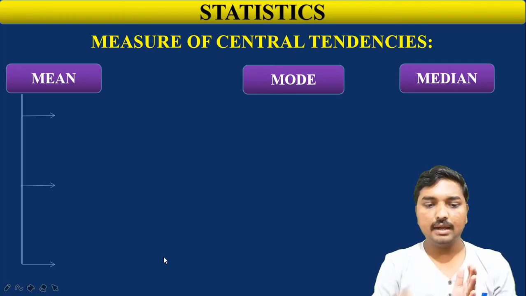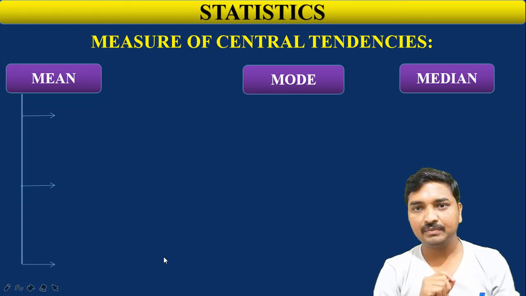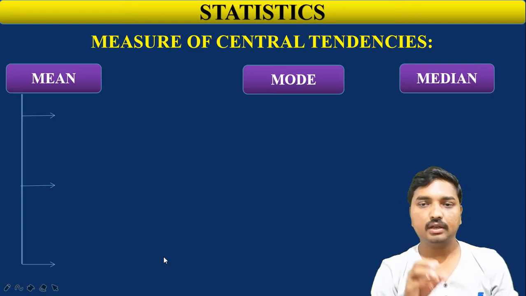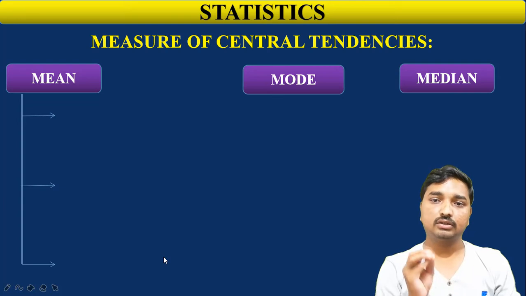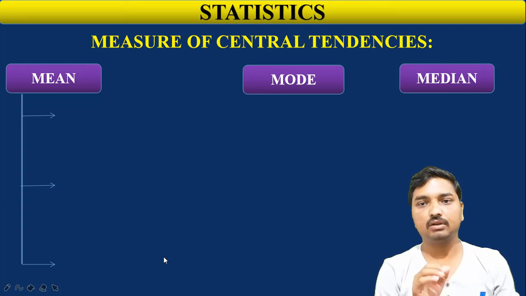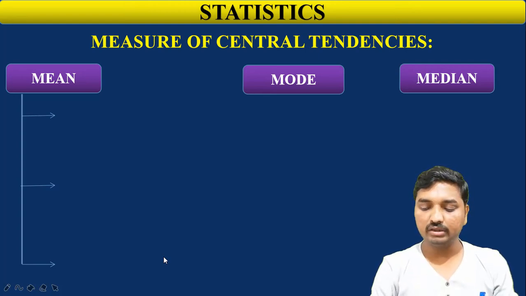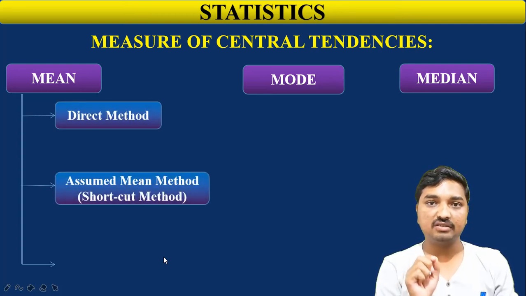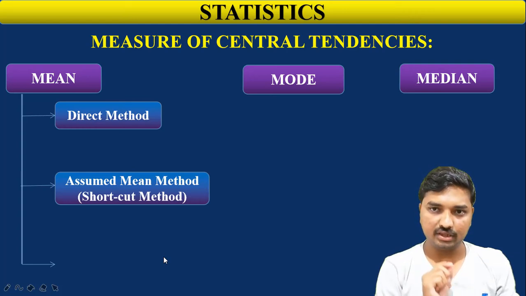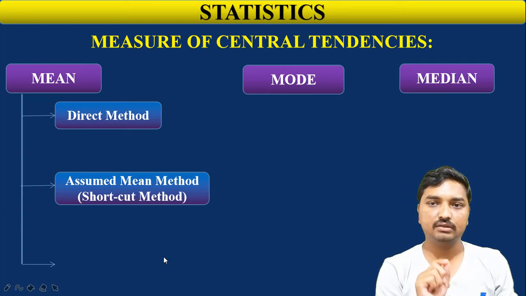Now in mean, while calculating the mean of a data, there are three different methods in your textbook. Those three methods are discussed, and problems on these three methods are also solved. Now let us see what the three different methods are. Among them, the first one is the direct method, and the second one is the assumed mean method, sometimes also called the shortcut method. I think it is not mentioned in your NCERT textbook.